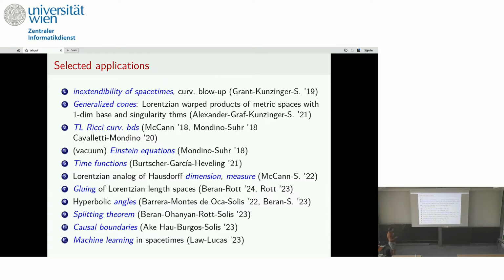And also last year, quite surprisingly, there was a paper by Law and Lucas which used our framework for machine learning. Apparently there is some demand in machine learning to embed directed graphs into spacetimes, and this was done for particular spacetimes like Minkowski, de Sitter, anti-de Sitter. Law and Lucas realized that the only thing they need is the time separation function and the causal relations, and then they can describe the algorithm in full generality, and only in the implementation they choose some specific spacetime. So that was quite surprising.